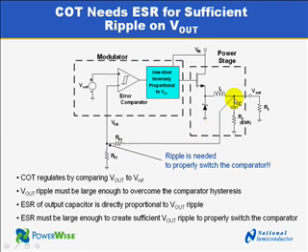VOUT must have a large enough ripple in order to still be enough at this node after being divided by the resistive divider. The ripple at the output is generated by the current in the ESR of the output capacitor. The ESR of the output capacitor must be large enough to create sufficient ripple at the output to still properly switch the error comparator.